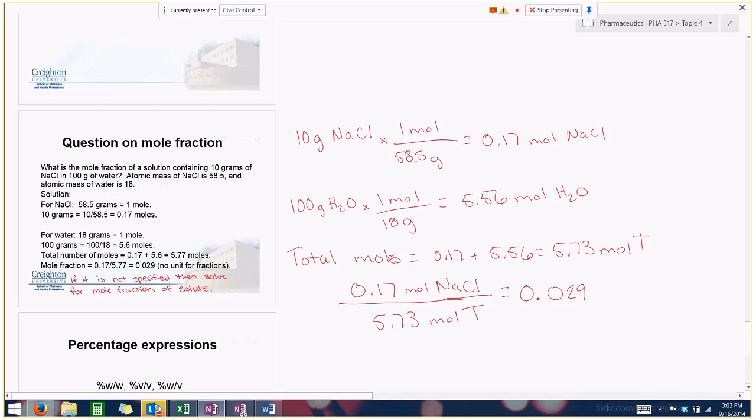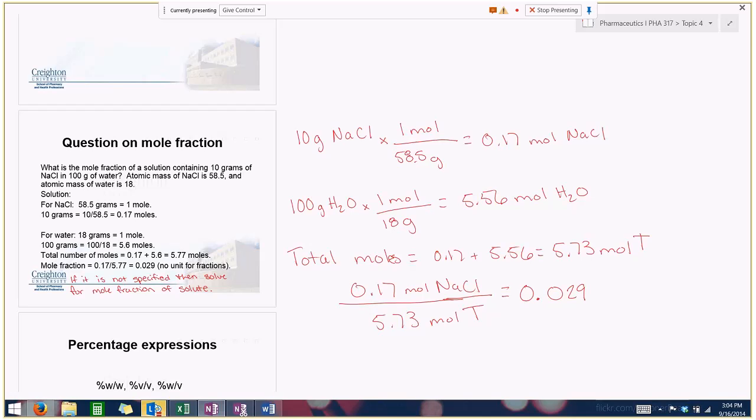So in mole fraction, he said if it is not specified which mole fraction we're finding, if we're talking about sodium chloride or water, if it doesn't specify, then use the solute. And in this case, sodium chloride is the solute not only because we have less of it, but also because he said water will always be a solvent pretty much. So it's not specified, so I solved for sodium chloride.